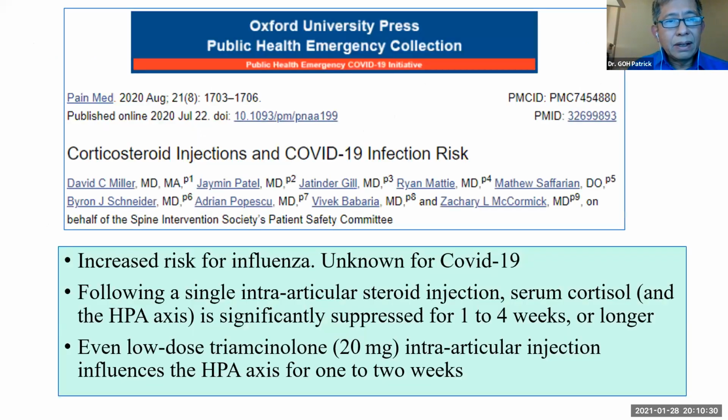Right? Here's another one, which is a bit more topical. Does corticosteroid increase the risk of COVID-19? And we know that a corticosteroid may increase the risk for influenza, but at the point of this, when it was written in August, published in August last year, it's unknown for COVID-19. But the speculation is that the serum cortisol is significantly suppressed for 1 to 4 weeks, and this could have an impact on immunity. So I think we need to exercise a little bit of caution with corticosteroids, a little more than usual in the pandemic times.